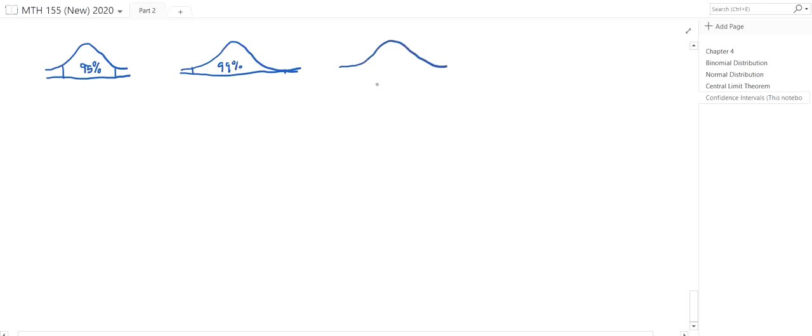Okay, now a 95% confidence interval is just one of many typical confidence intervals that people are often interested in determining. We could also do a 99% confidence interval, or we could do an 80% confidence interval.